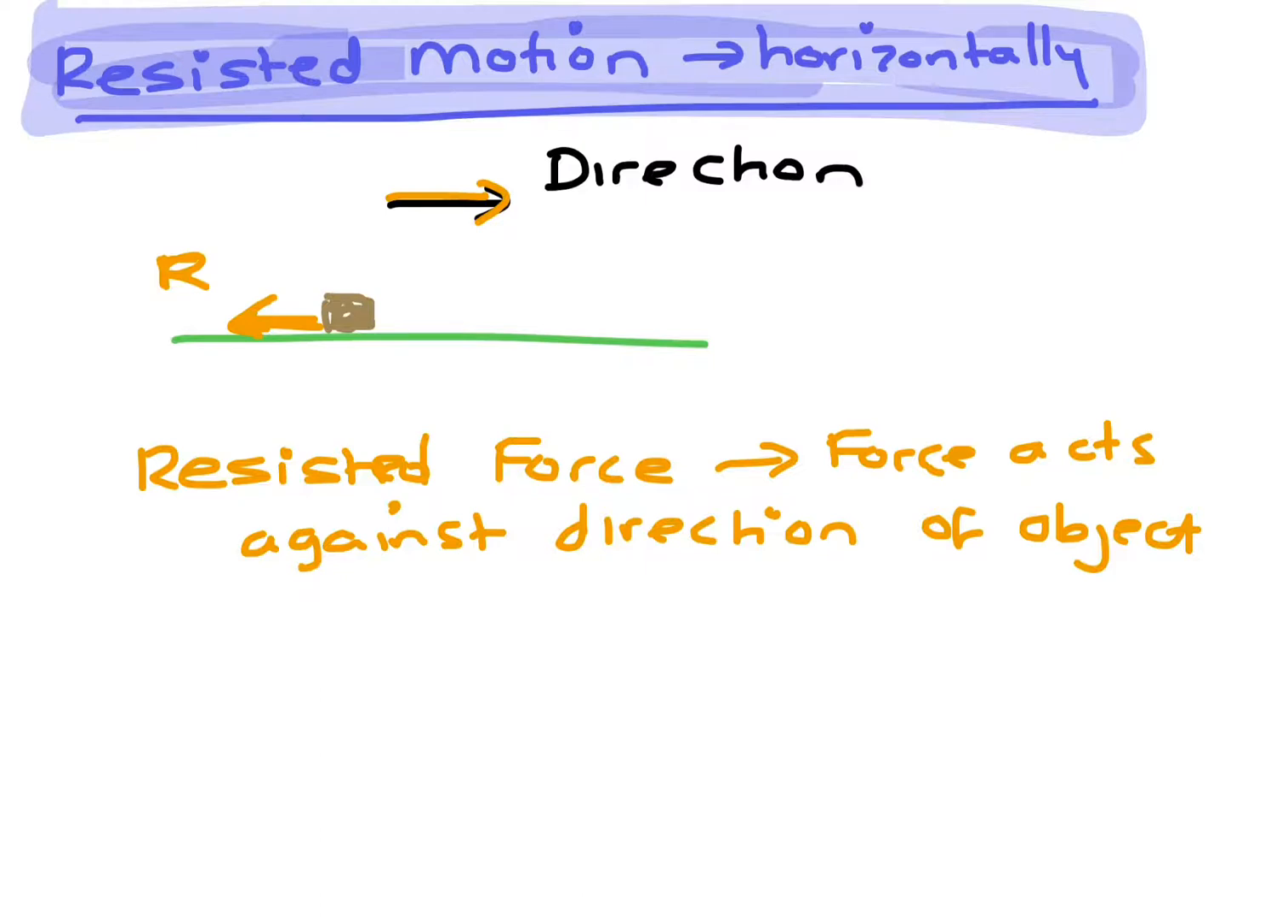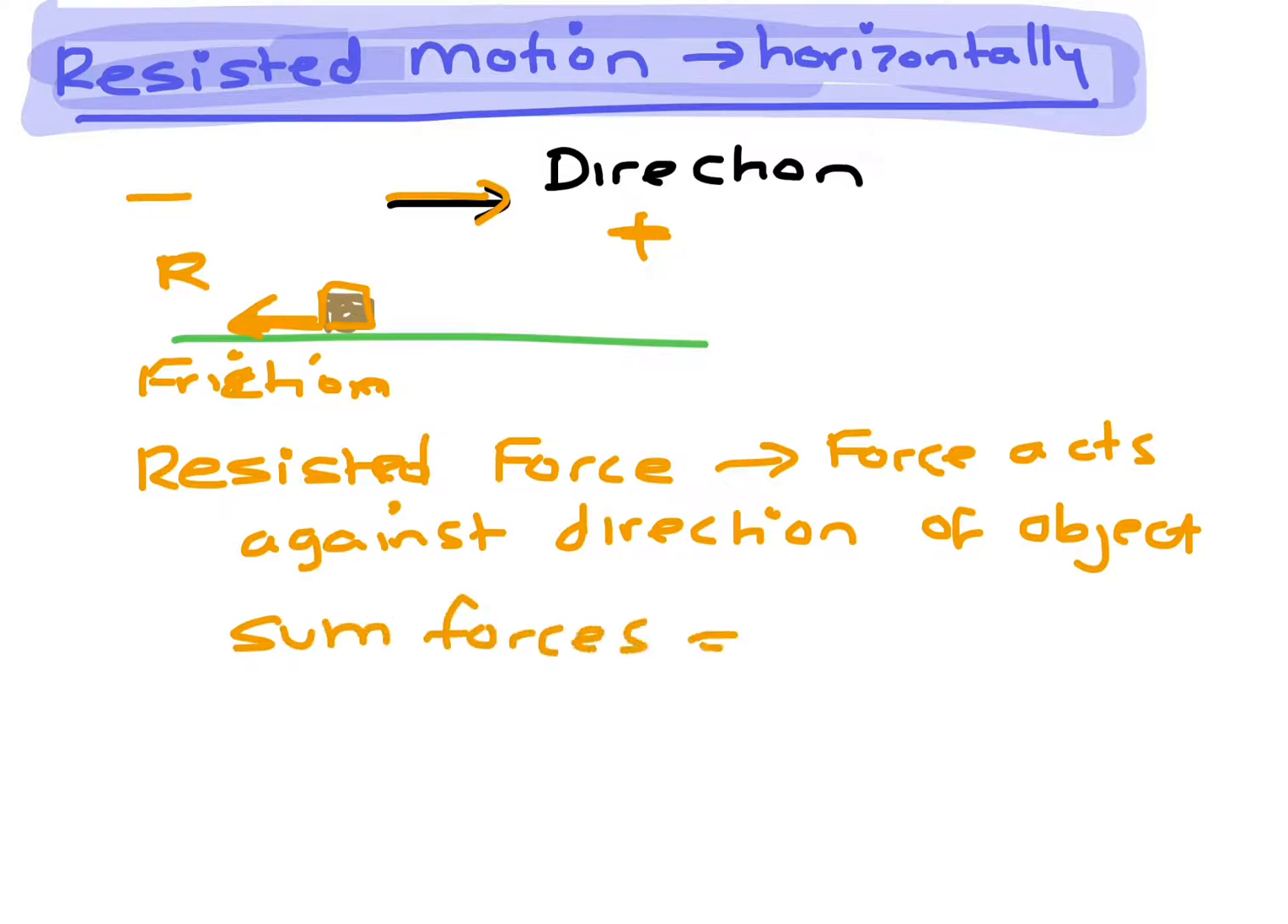It could be something as simple as friction, because friction will act against the motion and go in the opposite direction to slow it down. The direction of the force, we always make positive, and the opposite direction we make negative. So the sum of the forces here would just be your resistance force, which will actually be negative because it's acting in the negative direction.